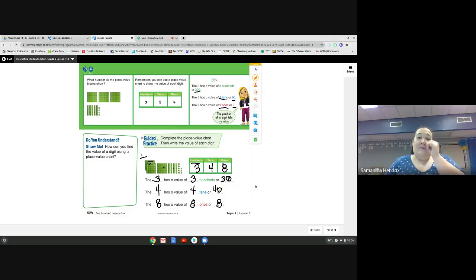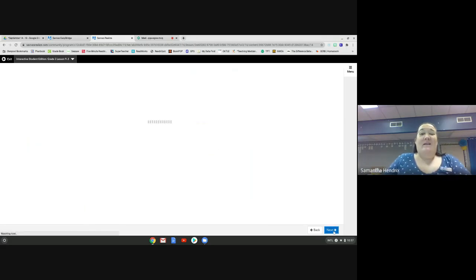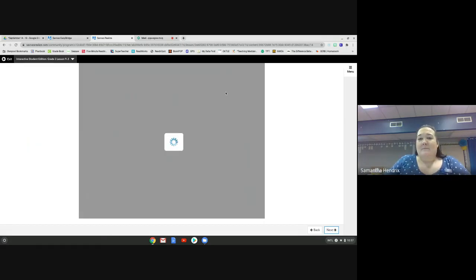The 8 has a value of 8 ones or 8. Okay. So the thing we're moving into is when it says, what's the digit in the hundreds place? We say 3. When it says, what's the value of the 3 in the hundreds place? We say 300. So the value is what the whole place represents, okay? Remember, at any time you can pause to fill in, okay? Let's look at independent practice together.